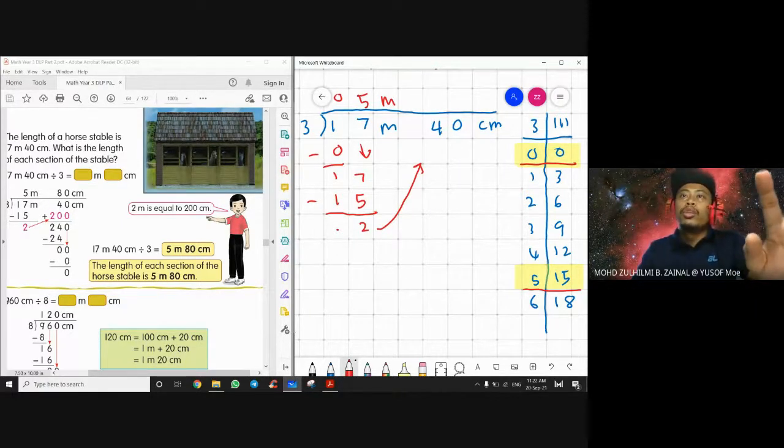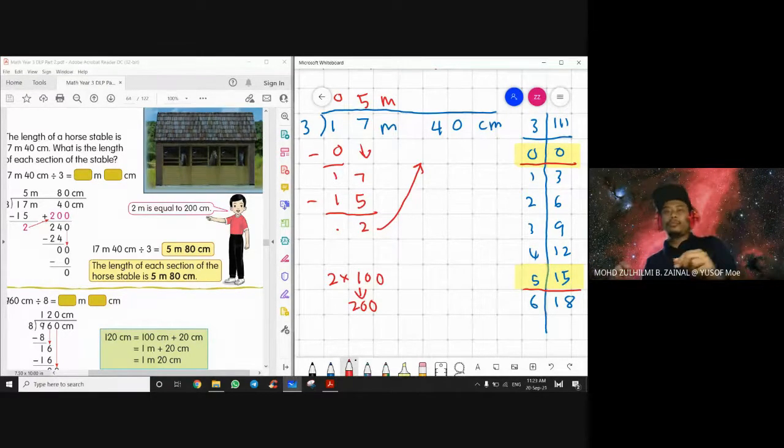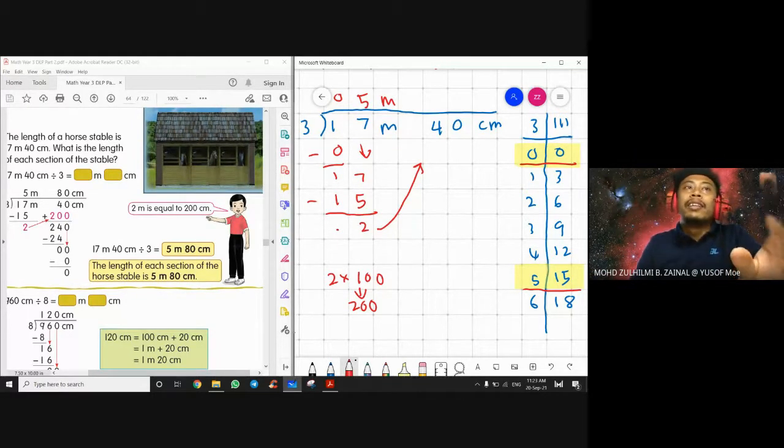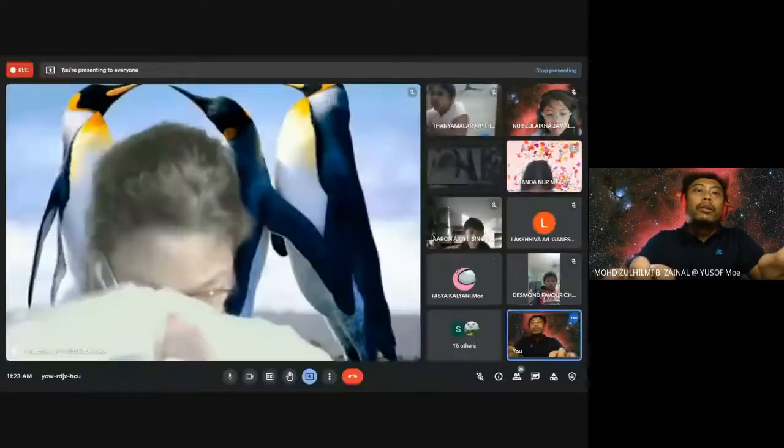Okay. This 2 we want to change into centimeters. How? 2 times 100 becomes 200. So this one should be 200. This 200 we add here. 200 plus 40. So the answer here is 240.